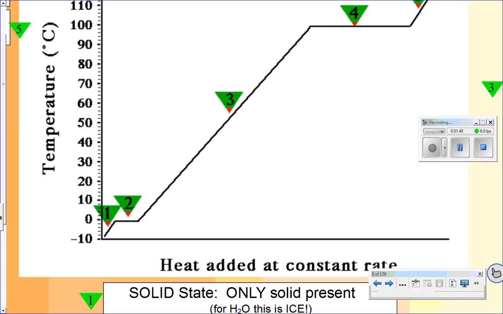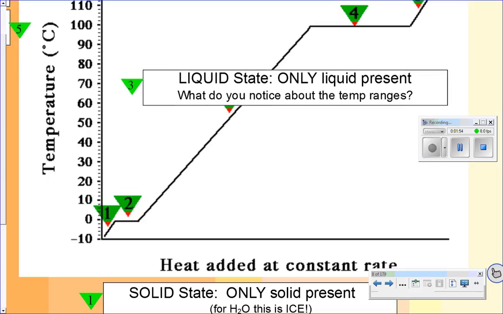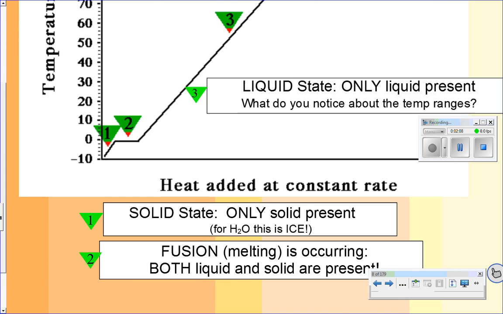Region number 3, if we're continually heating here, which is going from 0 to 100 degrees Celsius, is representing our liquid state. You do notice that the temperatures are increasing as we are continuing to add heat, and this eventually will take us up to 100 degrees Celsius.